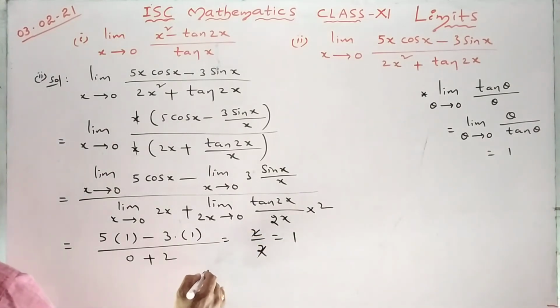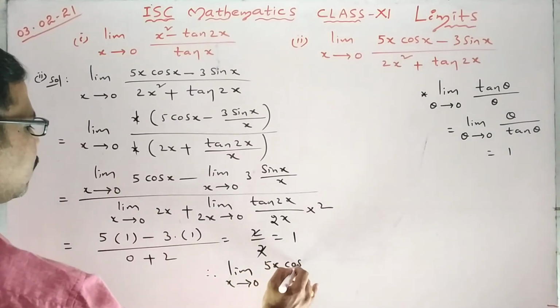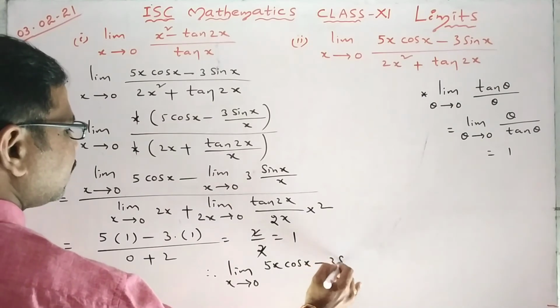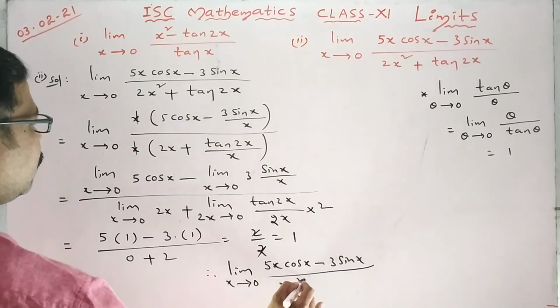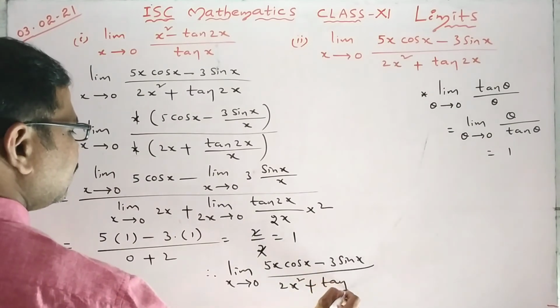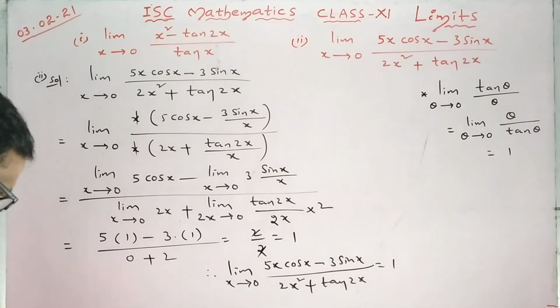Therefore, what is the final answer here? Limit x tending to 0, (5x cos x minus 3 sin x) upon (2x square plus tan 2x) equal to 1. That is the end of solution.